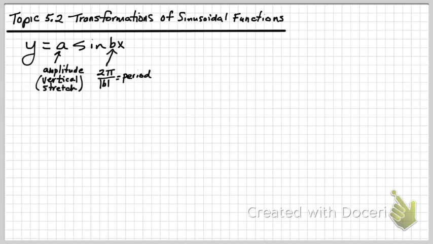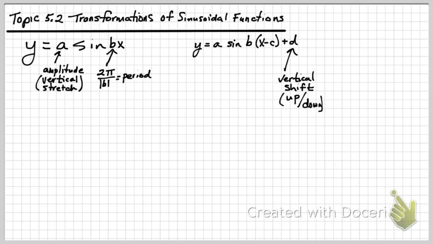Now there's two other parameters we're going to add to this, and that is c and d. y is equal to a times the sine of b times x minus c, plus d. D is the vertical shift, up or down. If d was plus 3, the whole graph would shift up 3 units. If d was minus 2, the whole graph would shift down 2 units. C is the shift right or left, or the horizontal shift.